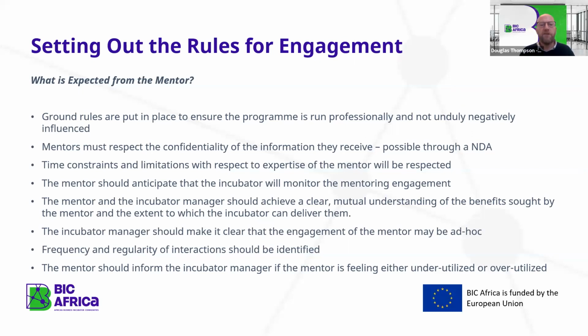Also, the identification of the frequency and the regularity of interactions is important, and during the process, if the mentor has any complaints or any concerns, then they should make the incubator manager aware of that. For instance, if they're underused or overused, or if there are issues with the relationship. So all of this is, I think, quite clear and quite understandable, and not particularly demanding in the sense of thinking about this. But the idea, of course, is to be as concise as possible in setting up the relationship, in this case with the mentor.